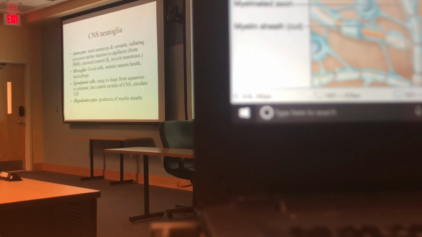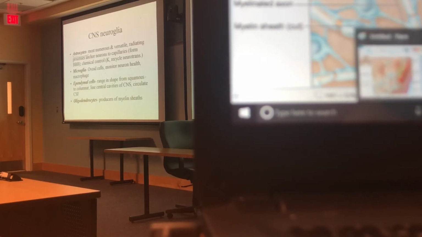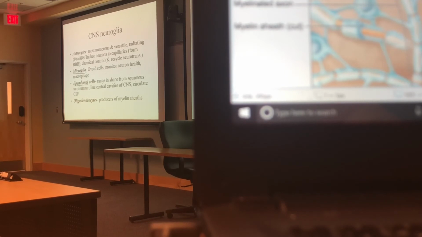Now guys, the neuroglia of the CNS include the following. You have astrocytes, microglia, ependymal cells, and oligodendrocytes. Now, what I want to add to this very quickly, folks, is the following. Two of these neuroglia, astrocytes and oligodendrocytes, can be considered deterrents for axonal regeneration. Where, guys? In the CNS.